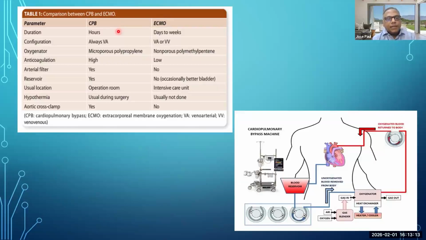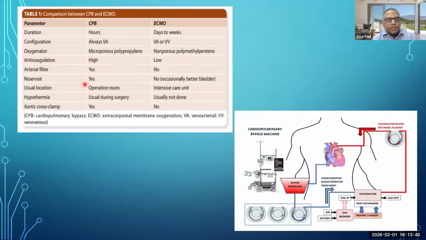Again, these are the key differences between cardiopulmonary bypass and ECMO. The duration in cardiopulmonary bypass is only hours, whereas we can continue ECMO for weeks. Configuration is always VA, that is venous to arterial, whereas in ECMO it is venous to arterial or venous to venous. The oxygenator is polypropylene in cardiopulmonary bypass, whereas in ECMO it is polymethylpentene. Anticoagulation dose is high in cardiopulmonary bypass.